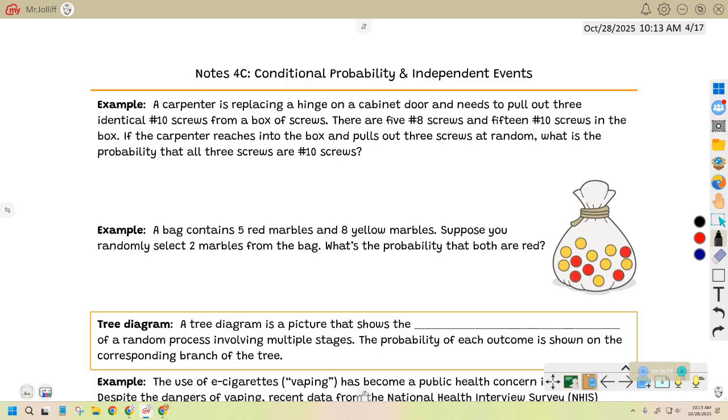All right, first example says a carpenter is replacing a hinge on a cabinet door, needs to pull out 3 identical number 10 screws from a box of screws. There are 5 number 8 screws and 15 number 10 screws in the box. If the carpenter reaches into the box and pulls out 3 screws at random, what is the probability all 3 screws are number 10 screws? So, what is this asking?